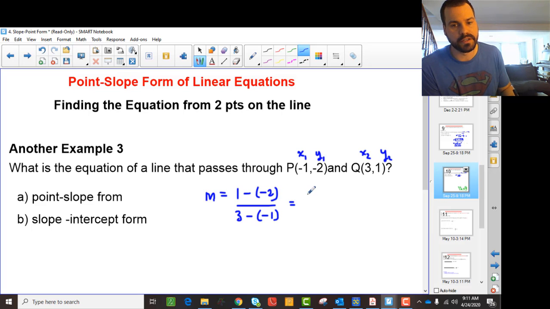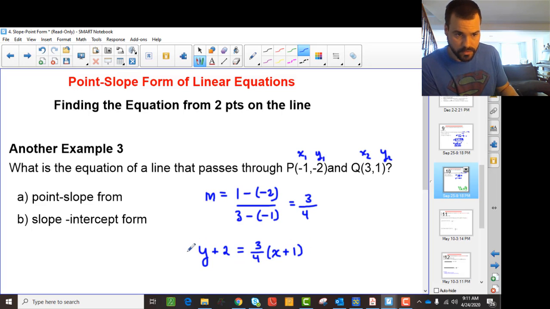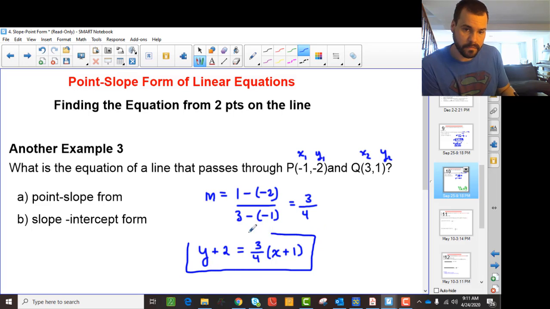So 1 minus minus 2, that's 1 plus 2, so 3. And 3 minus minus 1 is 3 plus 1, so it's 4. So my slope is 3/4. Then I go y minus y1, so I switch that sign, get y plus 2 is equal to the slope, which is 3/4 onto x minus x1. So again, I change that sign. So there is my point slope formula.